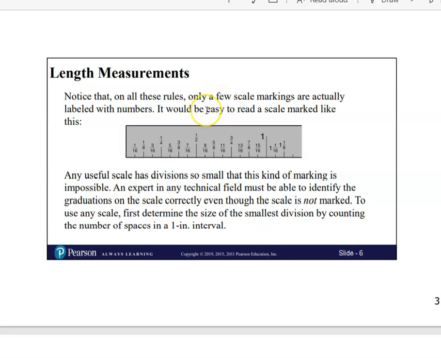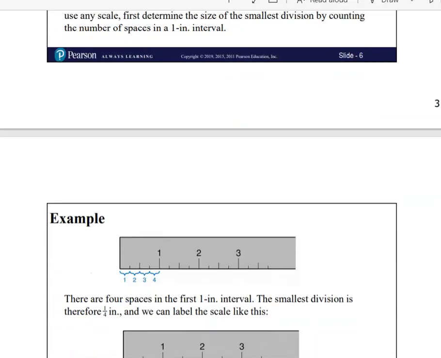It would be easy to read a scale marked like this if all of the markings were there. But if you look at this, that's a lot longer than an inch, and there's not enough room to mark. If we moved to where an inch would actually be, about right here, there wouldn't be enough room to put all those numbers. So that's why they only label a couple of them, and you have to figure out what the other ones are.